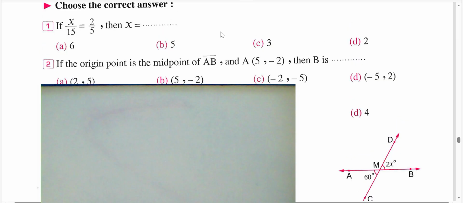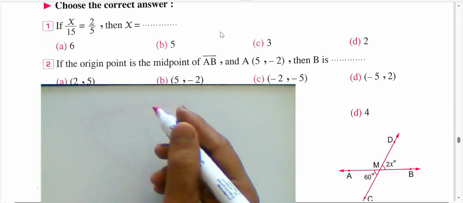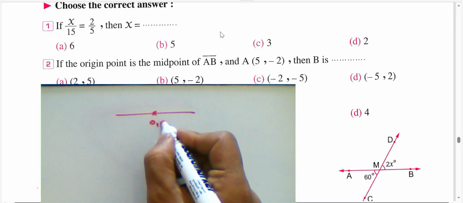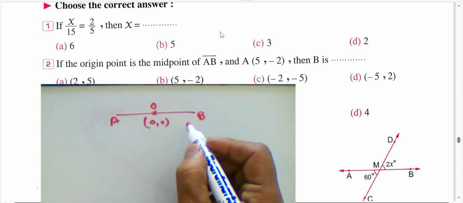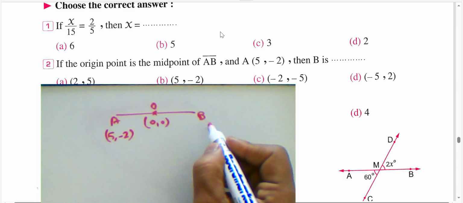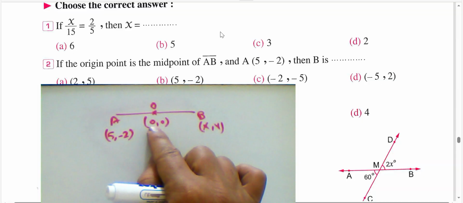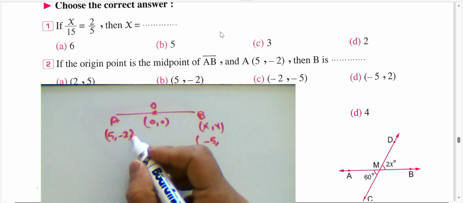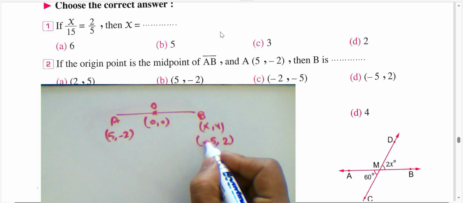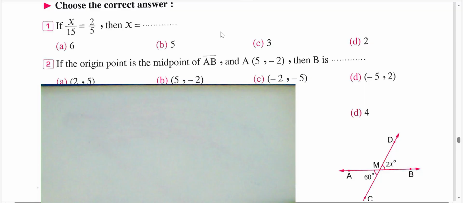Number 2. If the origin point is the midpoint of A and B, then B is the additive inverse. We have the origin point is the midpoint between A and B. We have A (5, negative 2). We can find the x-coordinate of B: 5 plus negative 5 equals 0, 0 divided by 2 equals 0. Then we have here negative 5, and y equals the additive inverse of negative 2, equal 2. Then we have (negative 5, 2). The answer here, letter D.